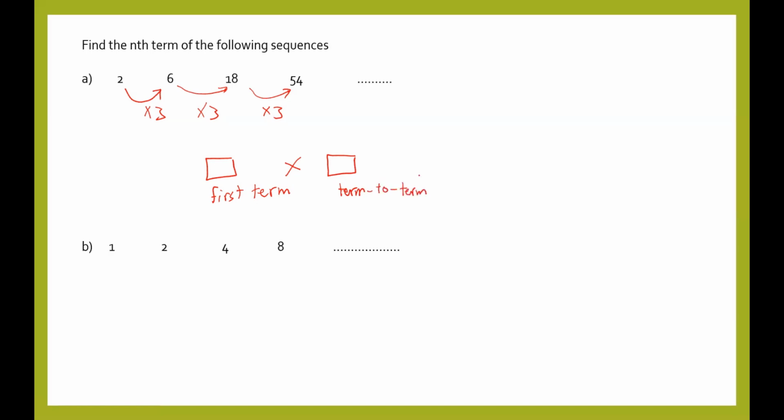What's the term to term rule? It says we are multiplying by 3 every time. Then we're going to see what's the power. So if the first term here is 2, we're going to drop it in here. Then we have 3. But you try to imagine with me.